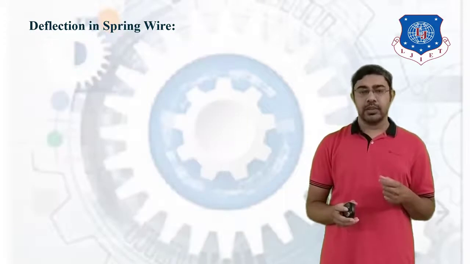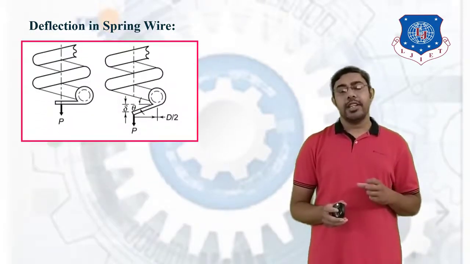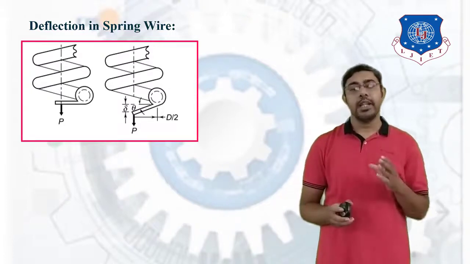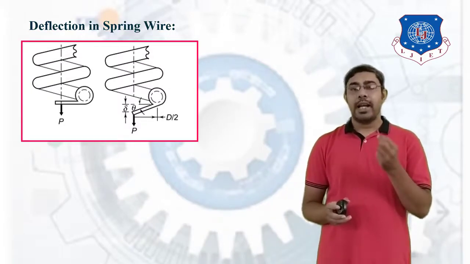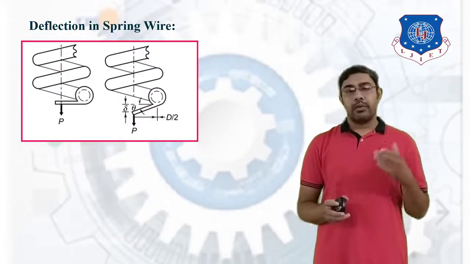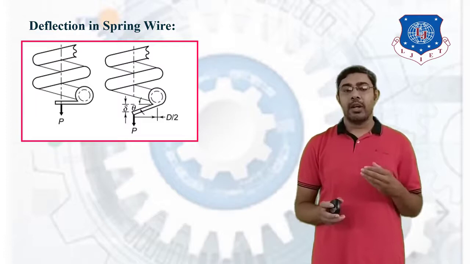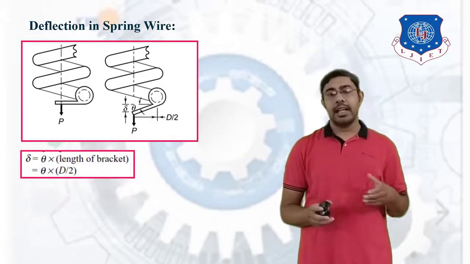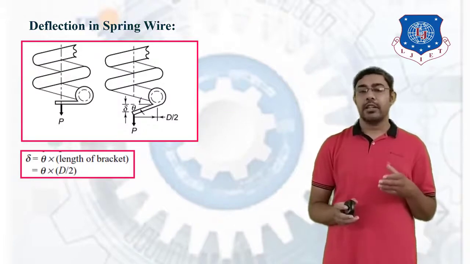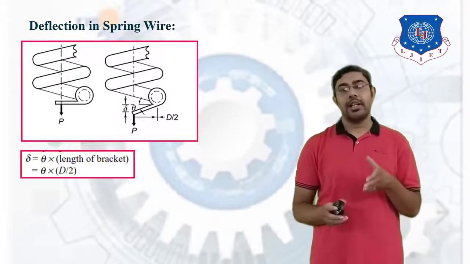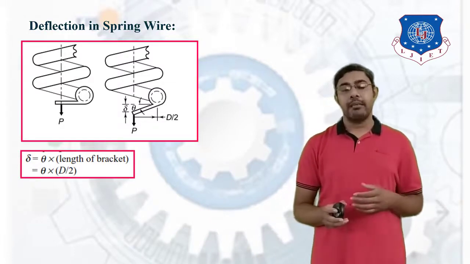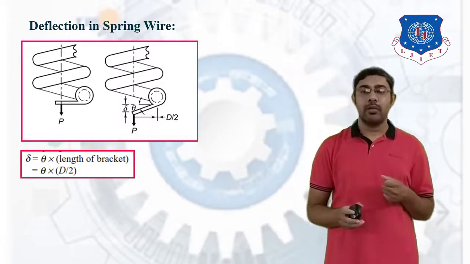Now consider the figure here. The spring is subjected to load P, and it is deflected by delta as shown in the figure. To calculate the deflection delta, we have to use the equation delta is equal to theta into length of bracket. So here the length of bracket is capital D by 2, multiplied by theta. So we get the value of delta.